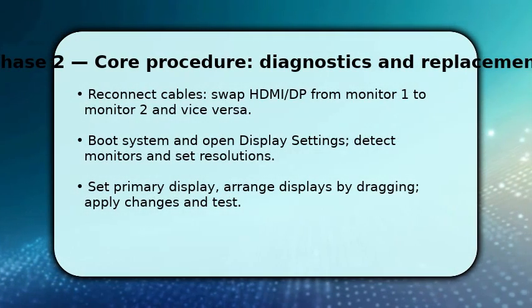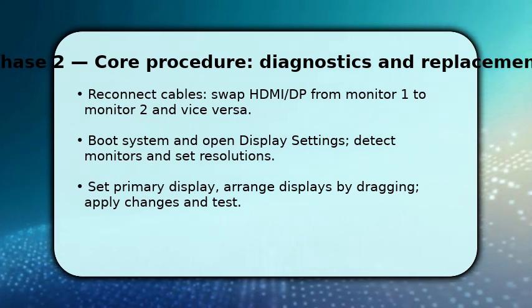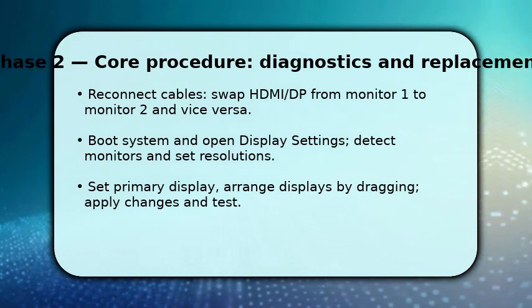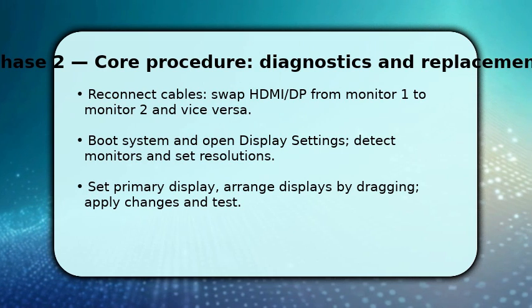Now swap the physical connections. Move the cable from screen 1 to the screen 2 port and vice versa, using adapters if necessary. Boot your computer, open display settings, and click Detect so the OS recognizes the swapped devices.